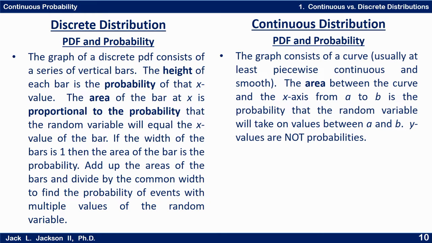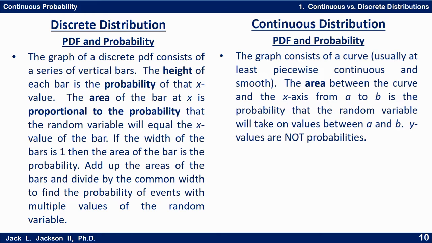We want the width to be the same on all the bars on the PDF graph. So you can basically find areas of bars, add them up, divide by that common width, and you have the probability. So area is not probability, but it's close. It's proportional. If the width of all the bars is 1, then numerically speaking, the area of the bar is the same as the height, which is the same as the probability.